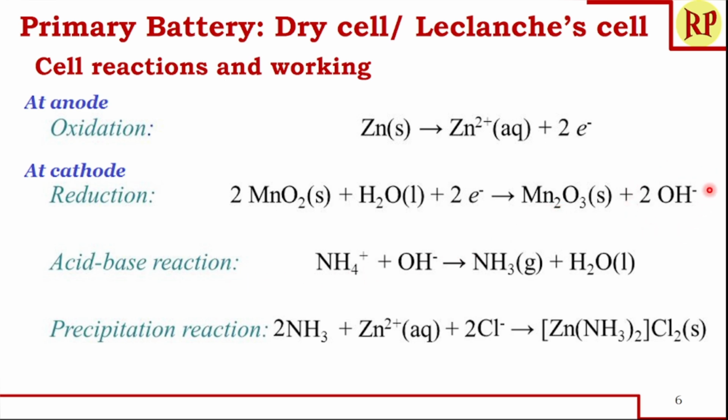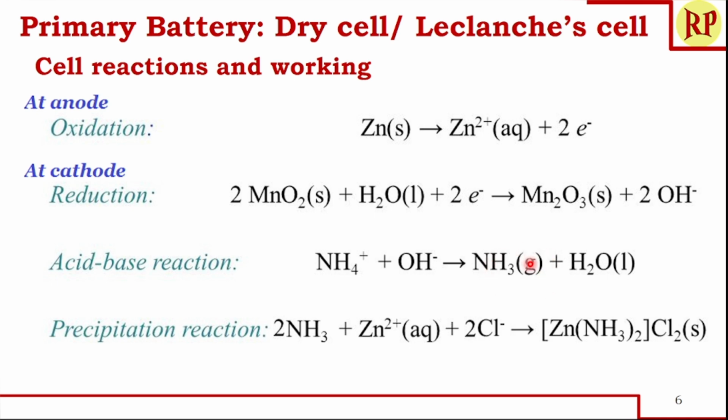Next, here OH minus, we know that it is basic in nature. So the NH4+ which is present in NH4Cl reacts with OH minus to undergo an acid-base neutralization reaction to produce ammonia gas plus water. Here this is the most important part. It is gaseous in nature.